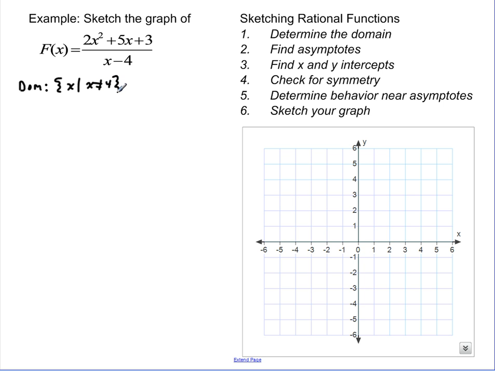And I will note that even if I can factor my numerator, it will not factor in anything that cancels that denominator. And so my vertical asymptote coincides with my domain, and that will be the line x equals 4, which I'll go ahead and sketch in right here. There we go. So I've got this vertical asymptote at x equals 4.